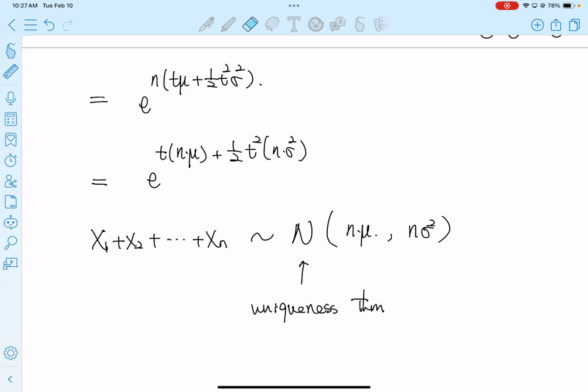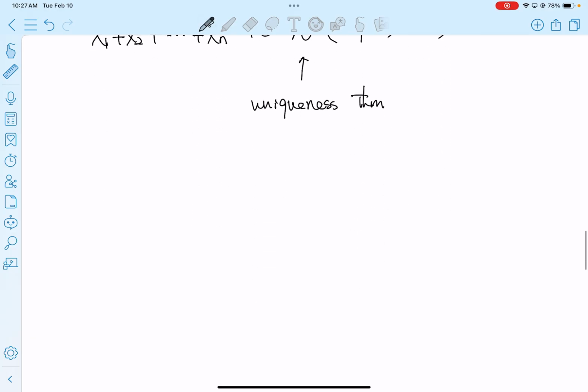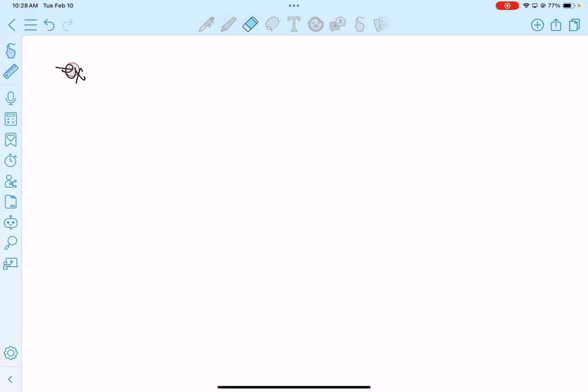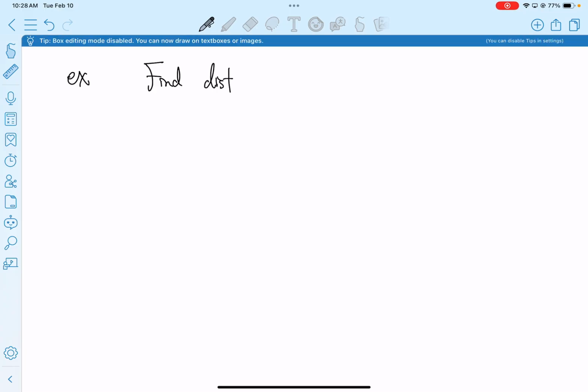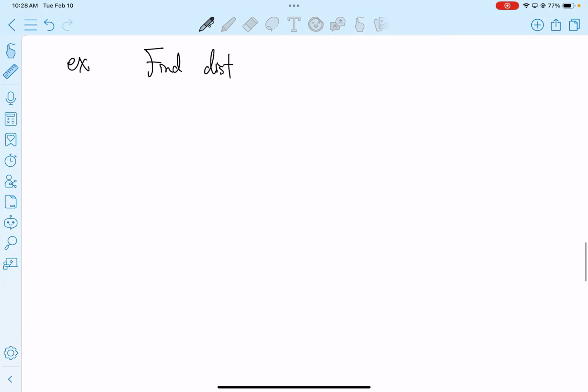Okay, let's do one more example. So now again, let's do a follow-up question. Find the distribution. So again, we have the x1 to xn, each of them following a normal. Now the question is find the distribution of their average.